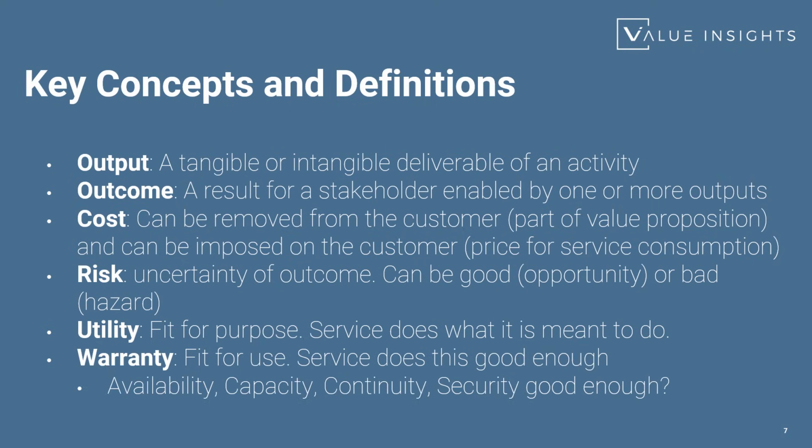Warranty means that something is fit for use, because it's nice to have functionality, but in the end, if it doesn't work well enough, it will not provide any actual value. So we need to consider availability, capacity, continuity, security, and things like that on the right level. And I like to highlight this fact here again, on the right level, because who is defining this in the end? The customer. They need to tell what levels of availability or continuity will be okay for them.